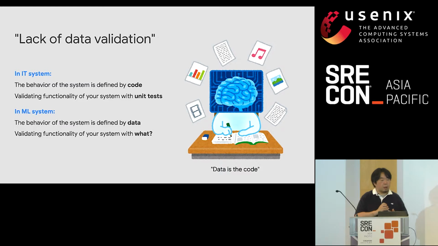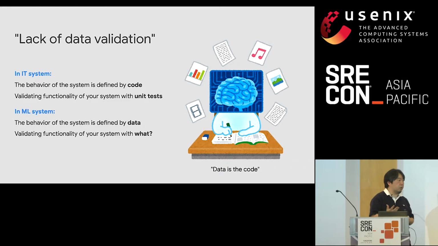So let's take a look at another anti-pattern: lack of data validation. Why is this an anti-pattern? Because this is the significant change from the ordinary IT system to the machine learning-based system. In an IT system, everybody writes programming code to define the behavior of the system, so you are able to write maybe tens or millions of unit tests with CI/CD systems and make sure the system is working as intended, because everything is written and defined by humans.